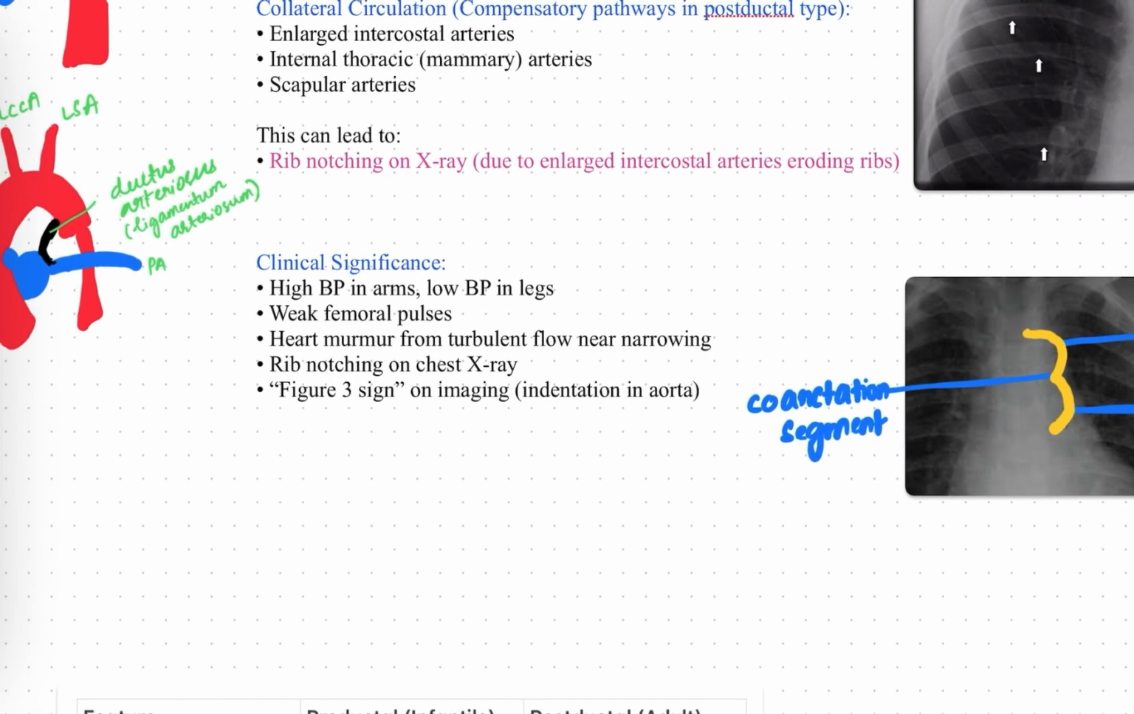As for the clinical significance, the clinical signs we see are high BP in the arms and low blood pressure in the legs.